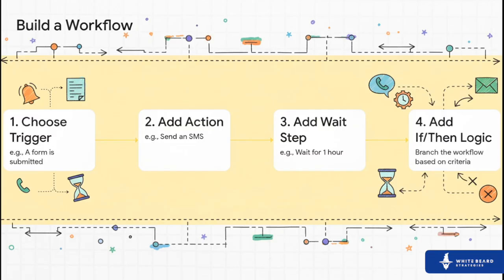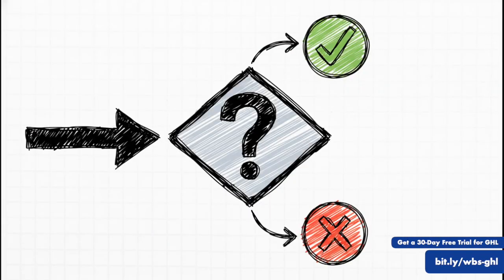This is where you introduce the brains of the whole operation, the if-then branch. And listen, this if-then step, this is where the real magic happens. This is the part where your automation stops being just a simple straight line and it starts making intelligent decisions all on its own, based on the data you have about your lead.